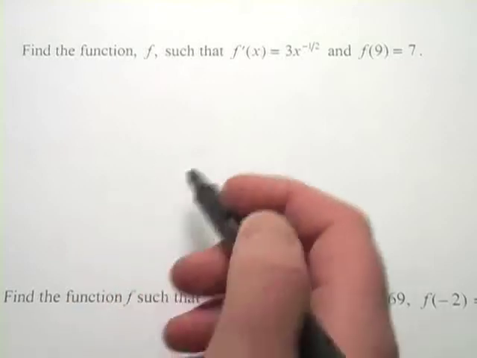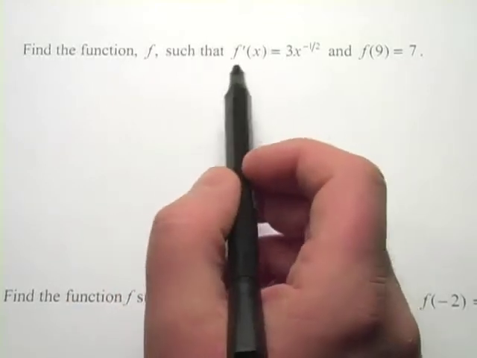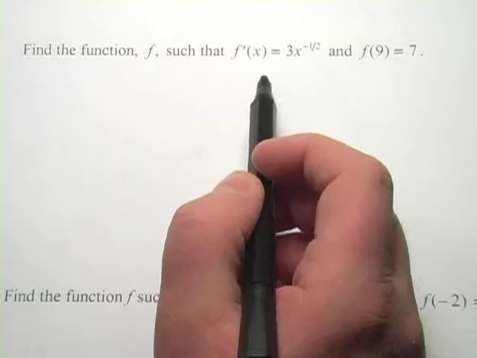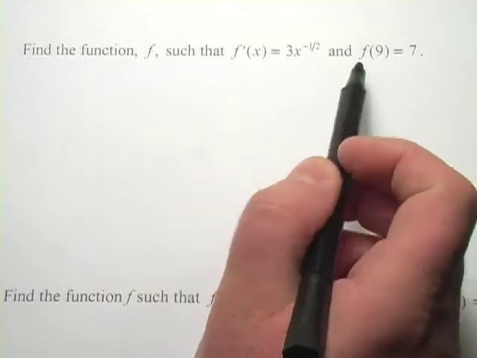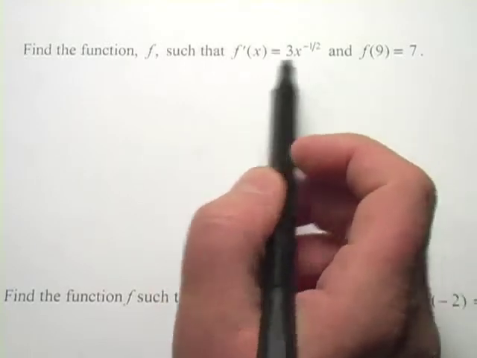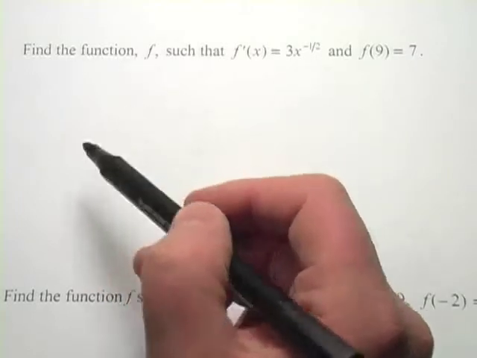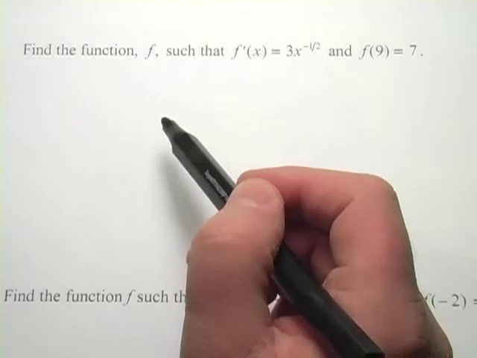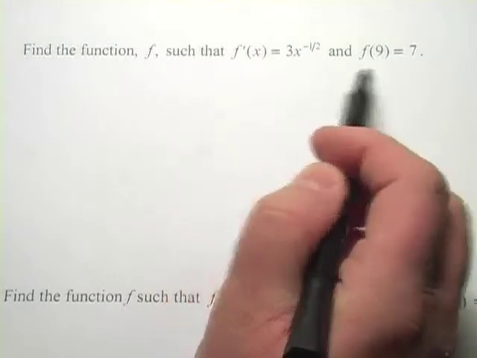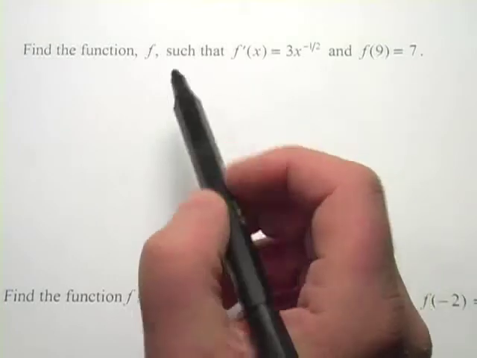In these problems, we are given some information about things like the derivative of a function or the value of a function at a certain point, and we have to figure out what the function is. To do this, we're going to use our knowledge of antiderivatives or integrals, and all of this information up here is going to come into play. Let's look at this first one.